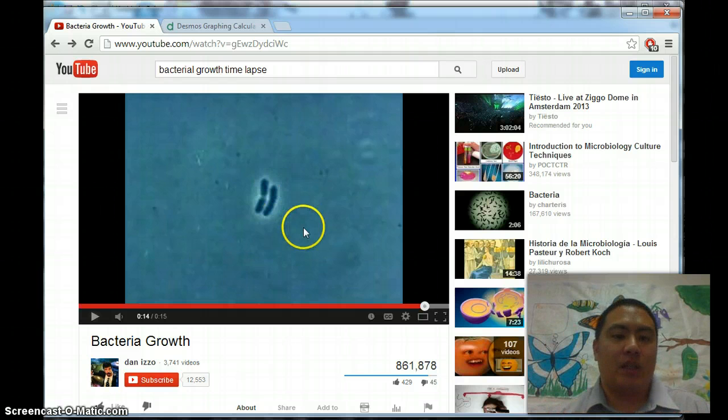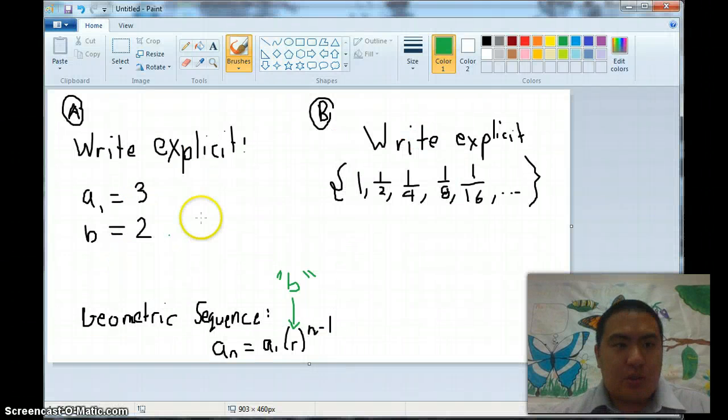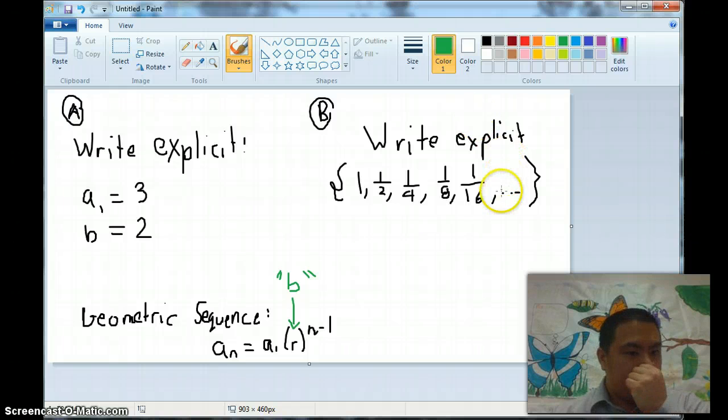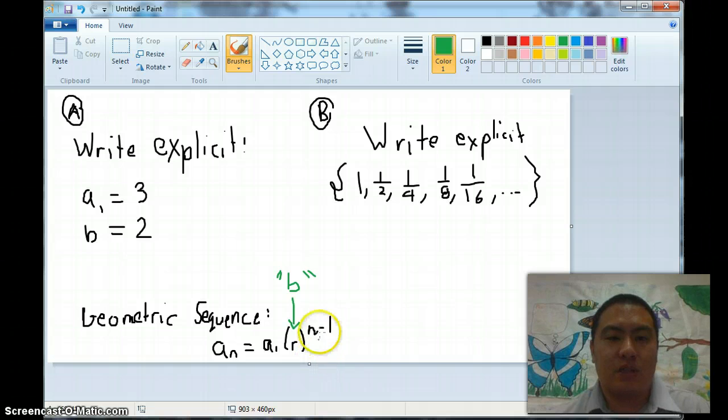Alright, let's go ahead and show you the Khan Academy questions. So here is A and B. I want you to take the geometric sequence formula, which is a sub n equals a sub 1 times parentheses, b, to the power of n minus 1. In most textbooks or online they'll say r, which means ratio, but since we've already called it b beforehand, we'll use b again, because you should be able to relate it back to exponential functions. So for this one, it should be pretty easy.